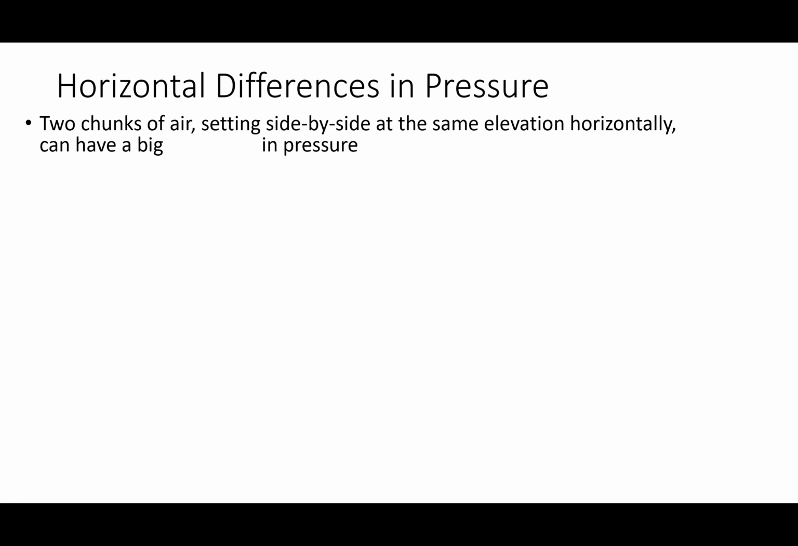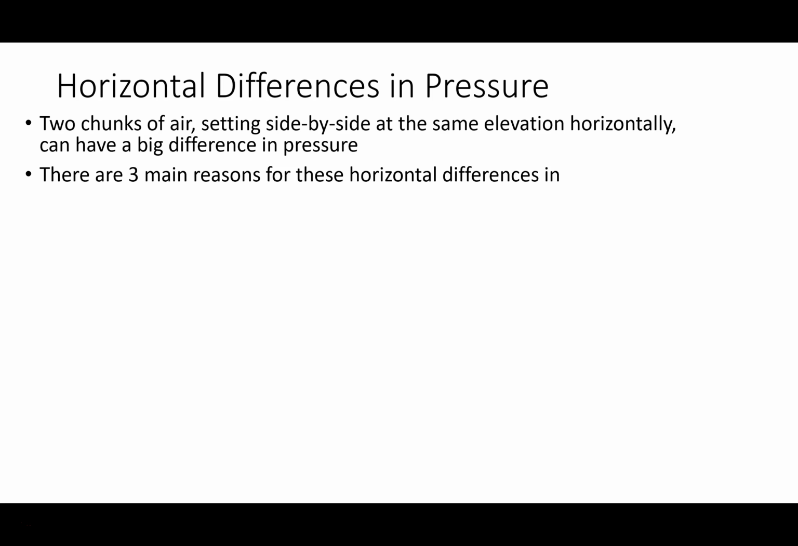All right. So horizontal differences in pressures. Two chunks of air sitting side by side at the same elevation can be different. I've drawn H's and L's here. These are the H's and L's you see when you look at a weather map. So I need to talk about why you would get those differences, and then we'll talk about how those differences create wind. So why would you get the differences? There's three main reasons.